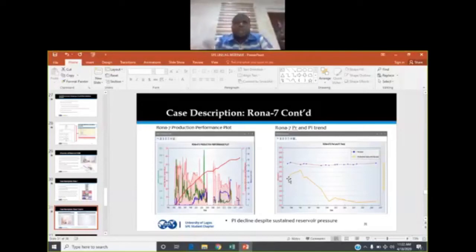And after we've made those deductions, then we'll now look at PROSPER. How PROSPER came about was, we wanted to know what would be the increase in production after stimulation. Because like I told you, stimulation is basically we are reducing the skin.